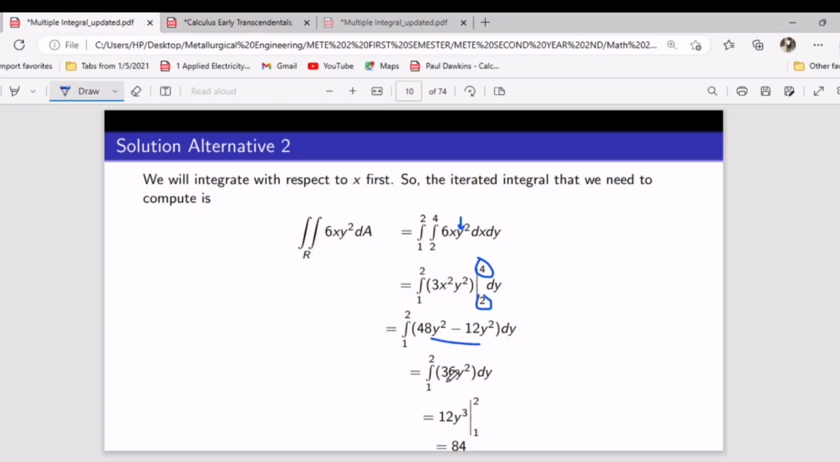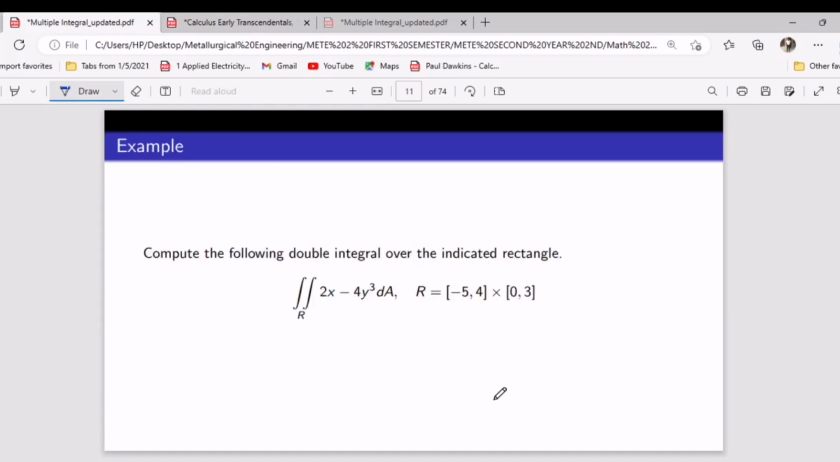And when you integrate that, you're going to get what? 12y cubed. And then you put the values inside, 84. So whether you do the x first or the y first, it is all the same, you should get the same answer. And that would be very simple to do. Yes, very simple. Now, let's take this example again. Try this in your sheet and let's see.